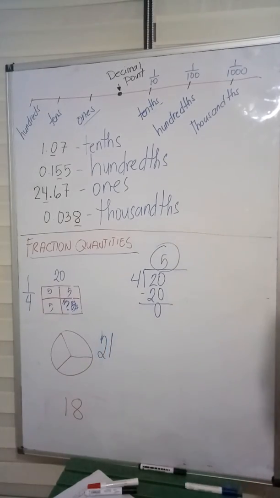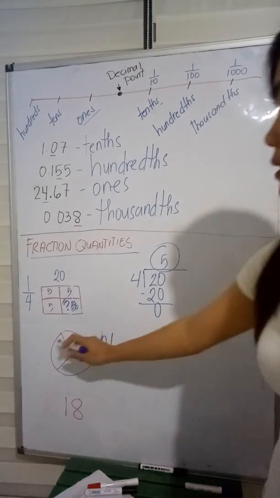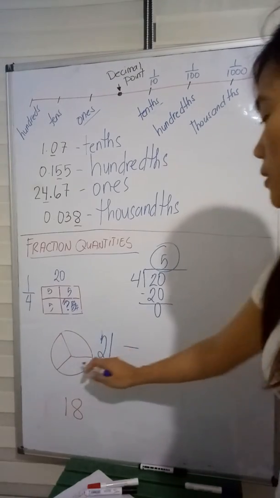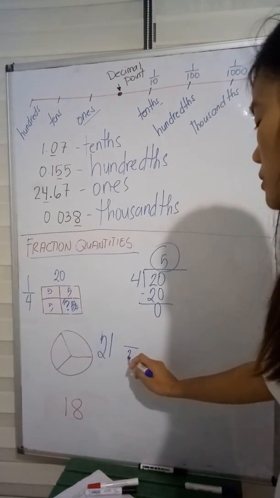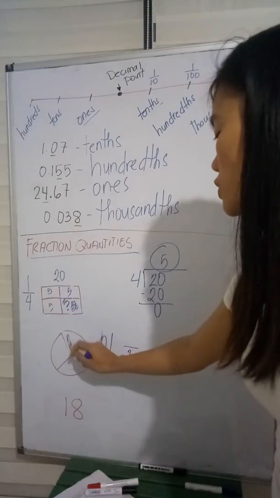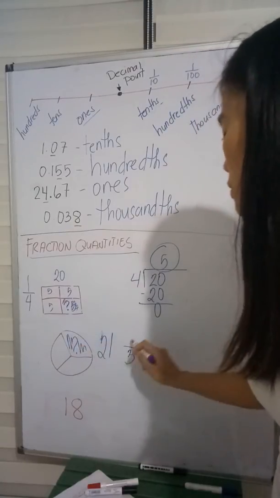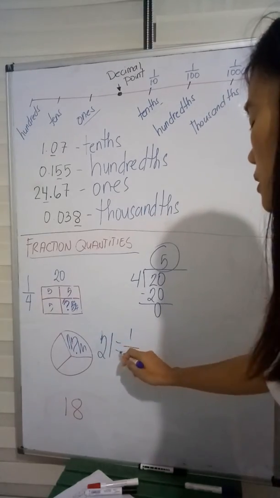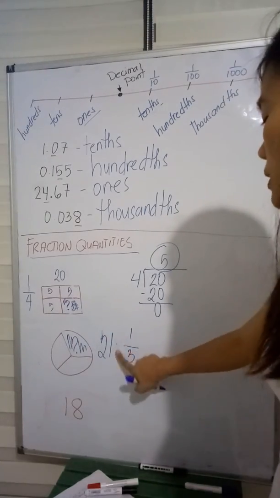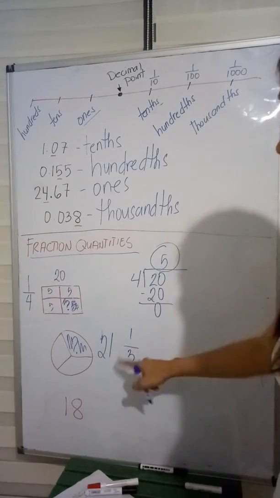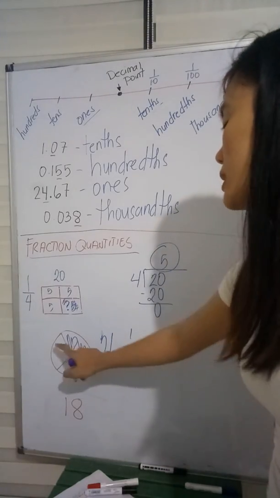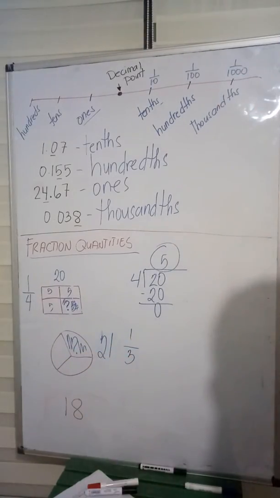21. Now, how many parts are there? There are 3 total parts of 21. Now, if I'm going to shade this, what is the value of 1/3? What is 1/3 of 21? What is the value per piece?